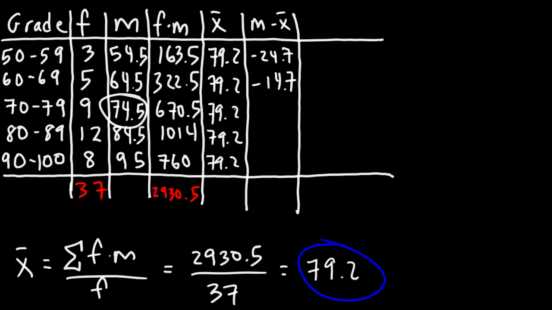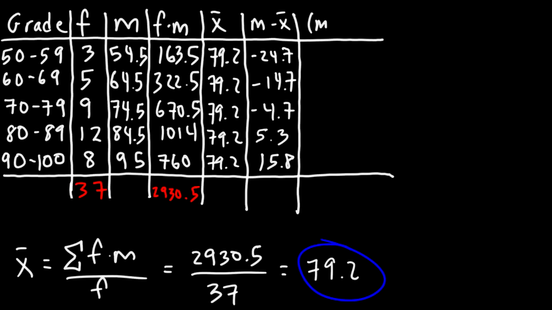Now let's subtract these two. So that's going to be 74.5 minus 79.2, and so that's negative 4.7. And then we have 84.5 minus 79.2, and so that's positive 5.3. And then for the last one, 95 minus 79.2, that's going to be 15.8. Now we don't need to add up those values.